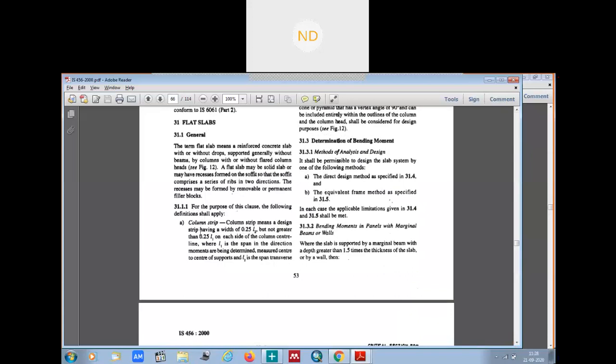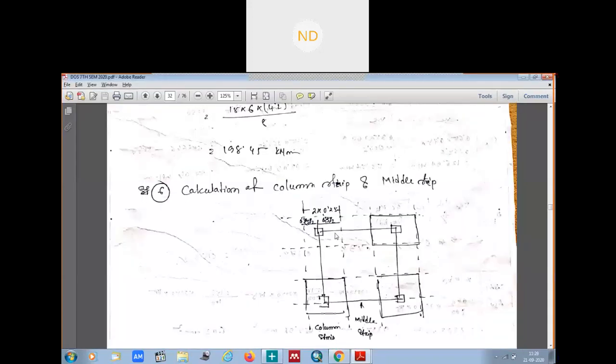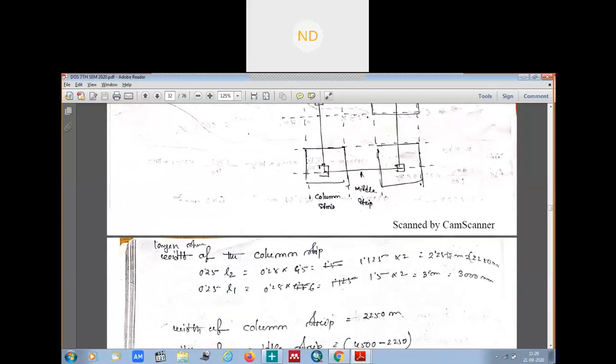What was column strip? Column strip means a design strip having a width of 0.25 L2 but not greater than 0.25 L1. That means smaller of these two. So this is your column strip. From the center of the column, 0.25 L2 or L1 that you have to calculate. Whichever is smaller is your column strip width.